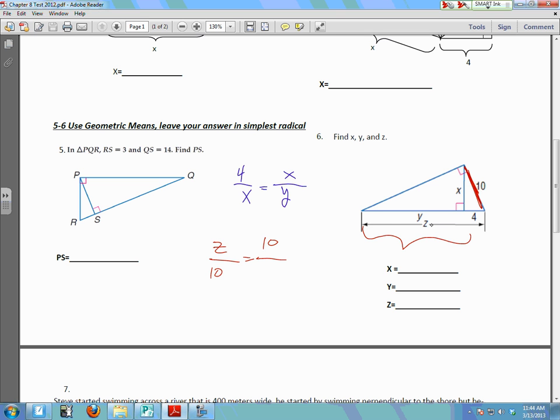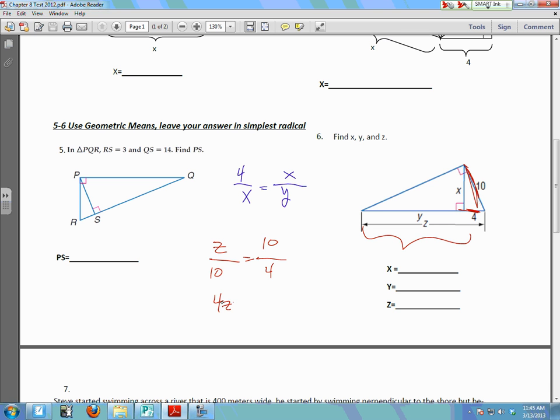But if I left it as y plus 4, then I'd be solving for y instead of z. It doesn't really matter. You're just going to get a different one of these answers down here. So the 10 should be the geometric mean between the entire hypotenuse, which is z, and the part of the hypotenuse that is touching 10. The part of this hypotenuse touching 10 is this 4 right here, so I'll put a 4 there.